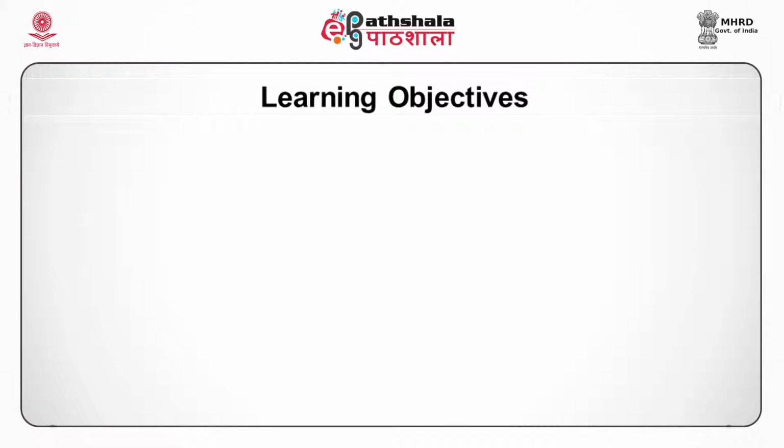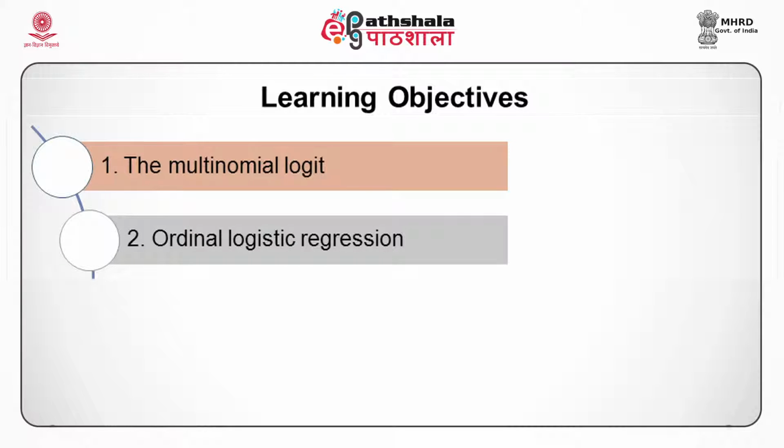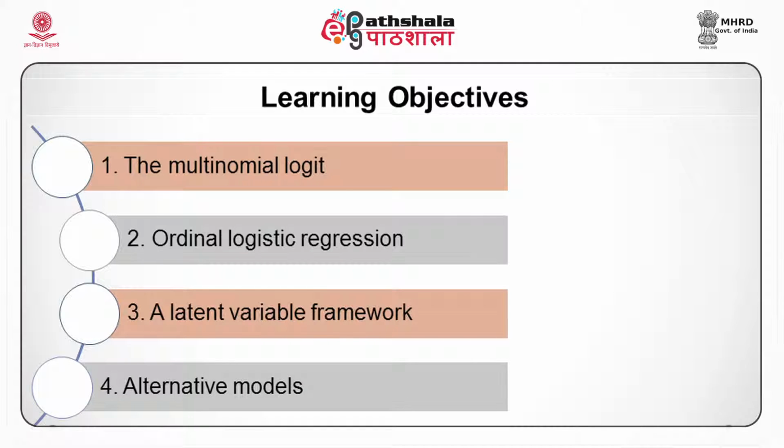Learning objectives for this module. To begin with, we will define the multinomial logit, which is used to model nominal categorical data. Next, we shall focus on models for ordinal logistic regression. We shall introduce a latent variable framework which justifies the choice of a very common model, which is the proportional odds logistic regression. And finally, we shall see that there are some alternative and competing models.